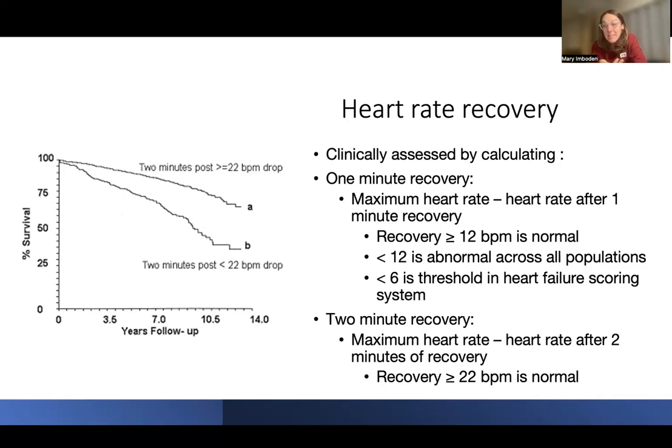If it's less than 6, that's actually a threshold in heart failure scoring system. Does not mean you have heart failure. Other things could be going on. But putting that into the algorithm and the scoring system where we kind of say, yeah, we should really be looking into this more. 2-minute recovery, maximum heart rate, we want to recover by 22 beats per minute or more. So wherever we were, we wanted to come back down towards rest by 22 beats per minute. Again, these are associated with prognosis of disease and an important indicator of risk.